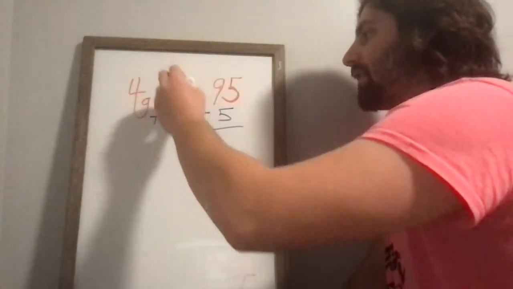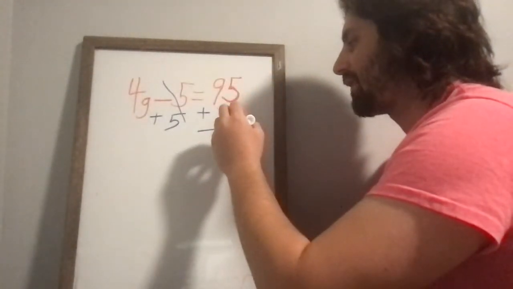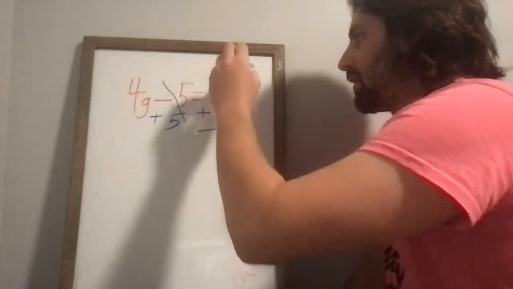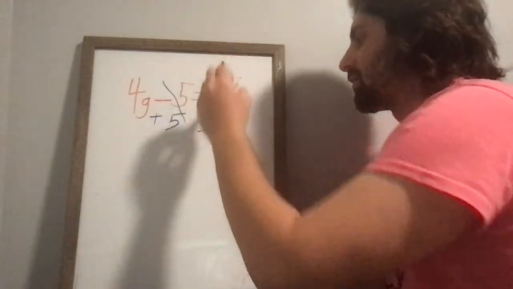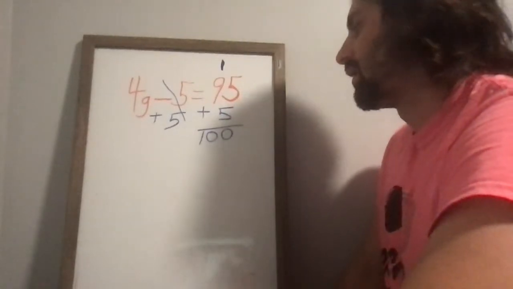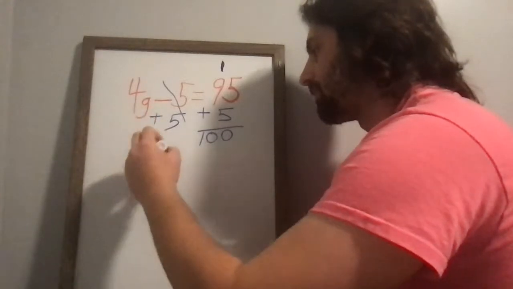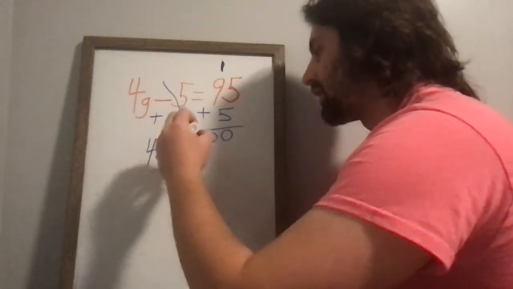So these two 5s cancel out. 95 plus 5. 5 plus 5 is 10. 0 carry the 1. 9 plus 0 is 9. Plus the 1 that we carried over is 10. And we have 100. So 4g is equal to 100.